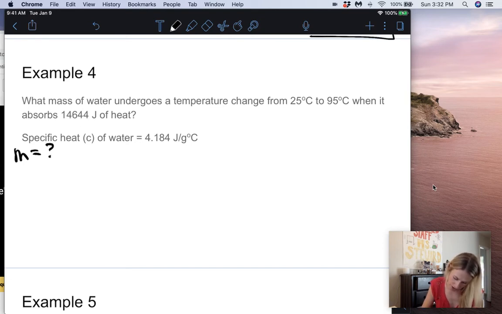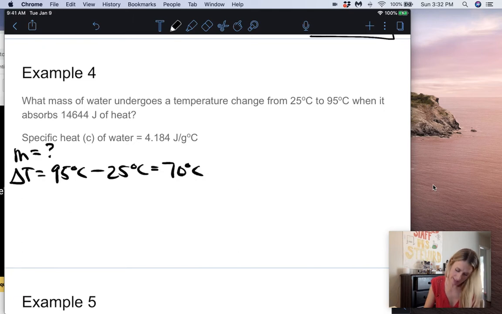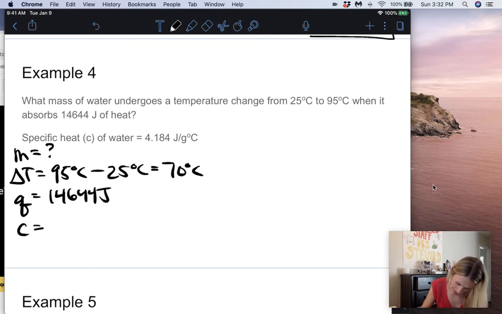We undergo a temperature change, delta T, from 25 to 95 degrees Celsius. So final temperature is 95 degrees Celsius minus initial temperature, which is 25 degrees Celsius, which ends up being 70 degrees Celsius. That's our temperature change, and it's a positive 70. And it's absorbing, so we have a positive Q of 14,644 joules. Now I also know that my specific heat capacity of water is 4.184 joules per gram degrees Celsius.